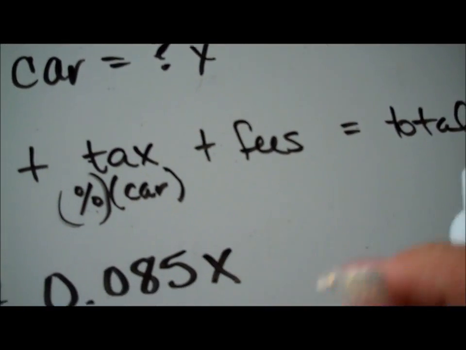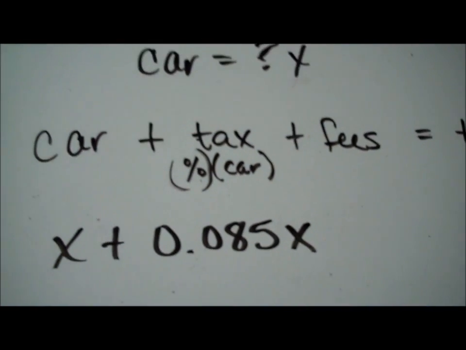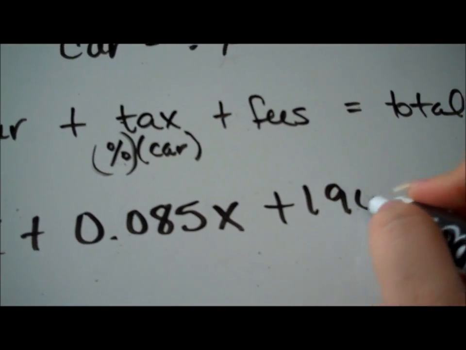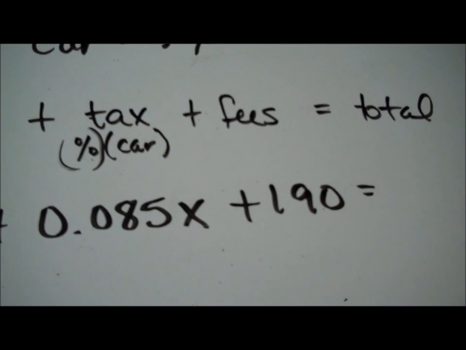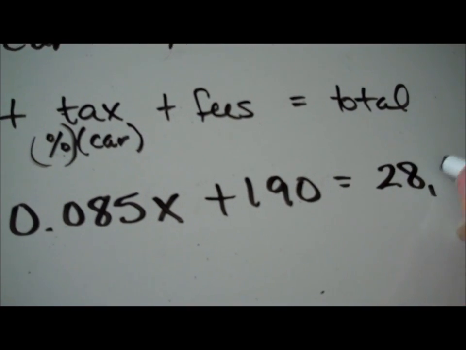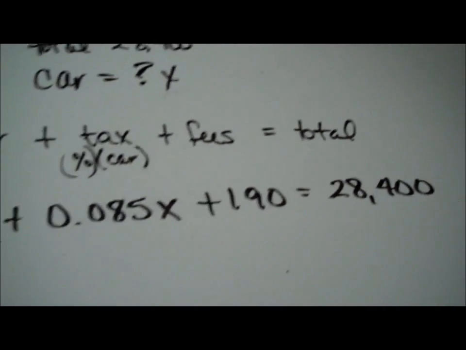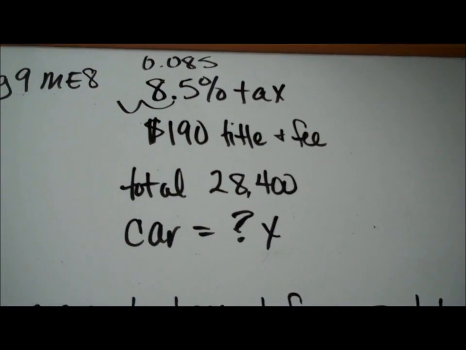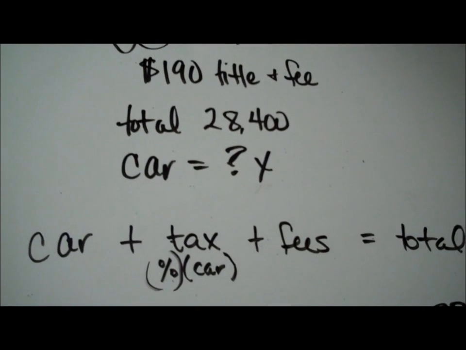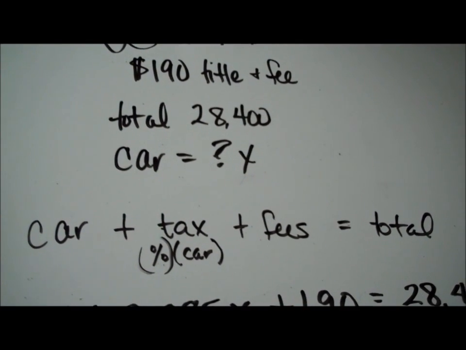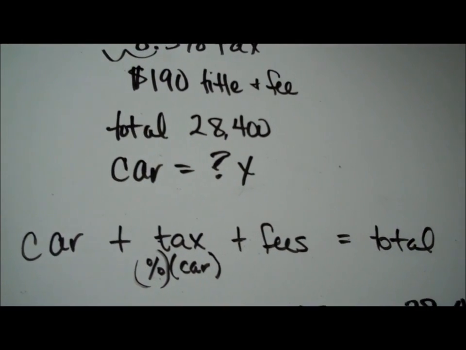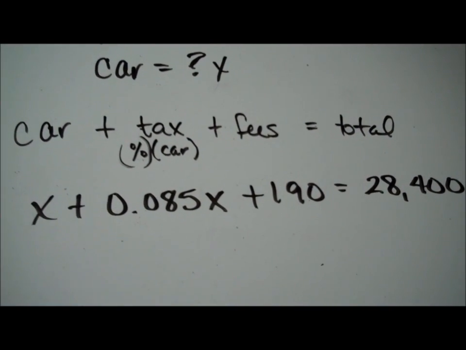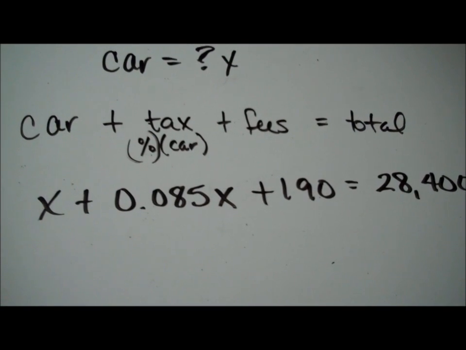0.85x. Because again, I don't know what the car is. Okay, and the fees are $190. The total amount is $28,400. So, what I've done again is I've written down all of our information. I came up with a basic equation. I stuck our information into that equation, and now I need to simplify and solve.